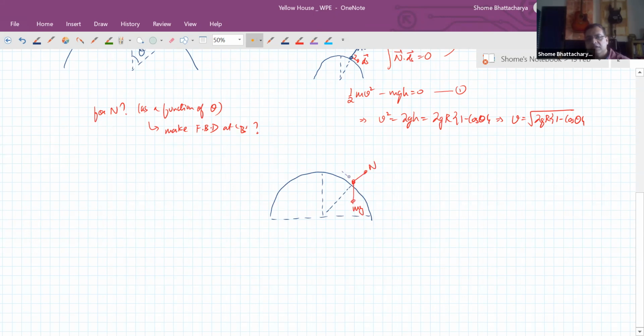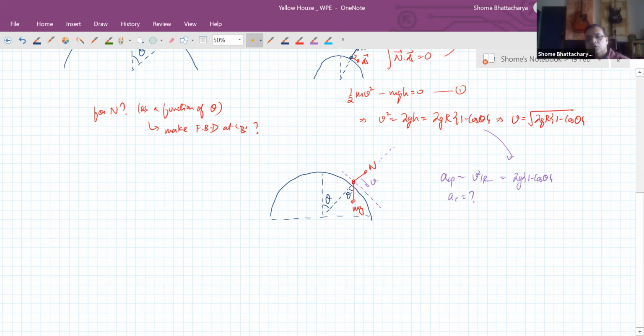As you can see, this is the tangential axis, this is the radial axis. This angle was theta, so this angle is theta. And because it has a speed v, it has a centripetal acceleration of v square by r. From here you substitute the value of v square, so it is going to be 2g into 1 minus cos theta. That is your centripetal acceleration. And the tangential acceleration we have to find out.